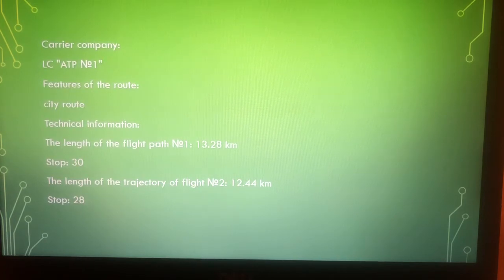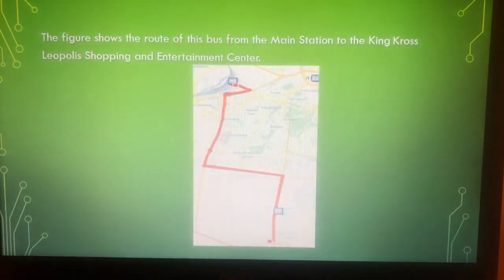For example, the path is 13.28 kilometers, there are 30 stops, and the length in the other direction is 12.44 kilometers, and there are 28 stops. On this picture, you can see the route of the bus from the main station to King Cross Leopolis shopping and entertainment center. There is a picture of how it looks on the map of our city.